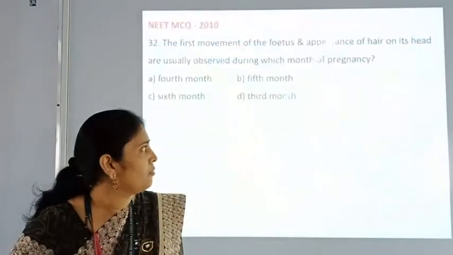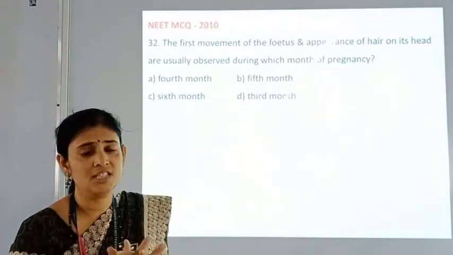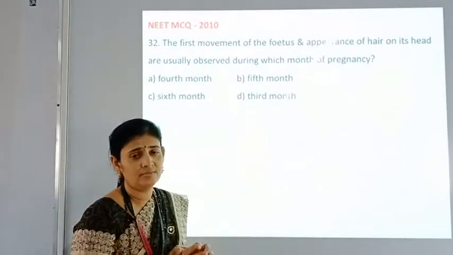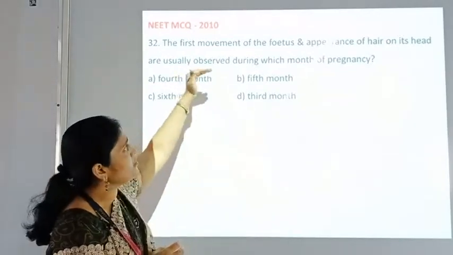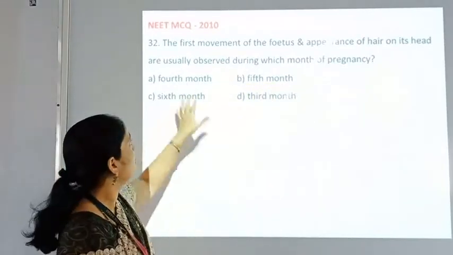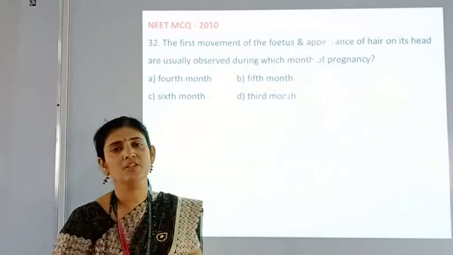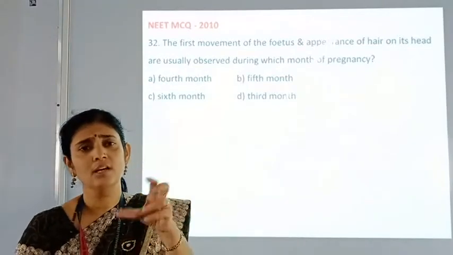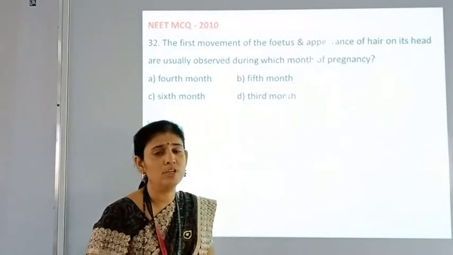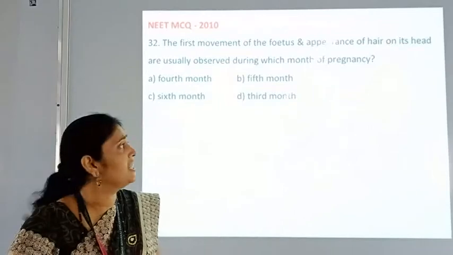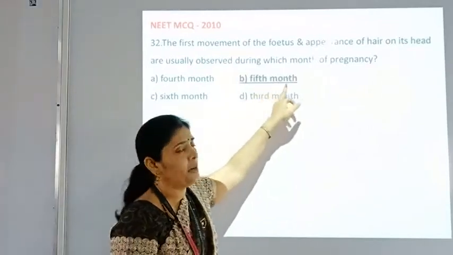So from this pregnancy or gestation, one question was asked in 2010: the first movement of the fetus and appearance of hairs on its head are usually observed during which month of pregnancy? The movement of the fetus and hairs on the head are observed during which month of the pregnancy? Just we have seen the points from the NCERT. The answer is the 5th month.